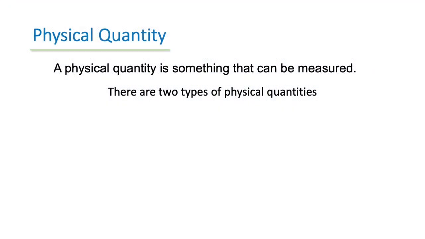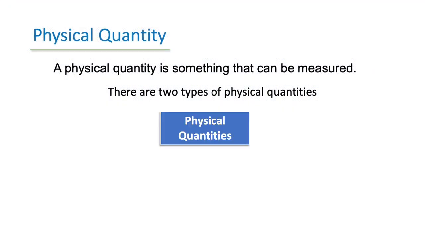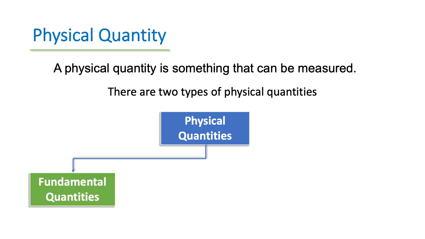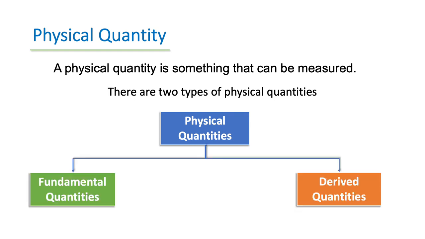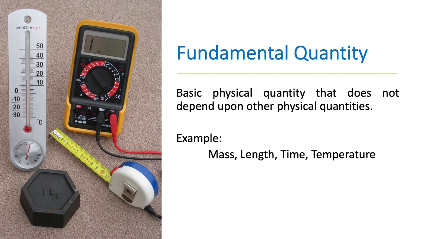As we know, a physical quantity is something that can be measured. It is divided into two types, fundamental quantities and derived quantities. Fundamental quantities are the basic physical quantities that do not depend upon other physical quantities. For example, mass, length, time, temperature.